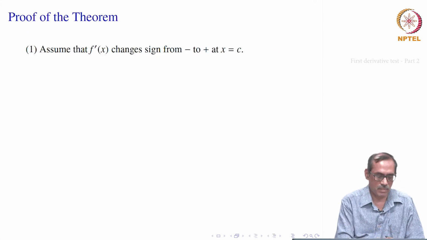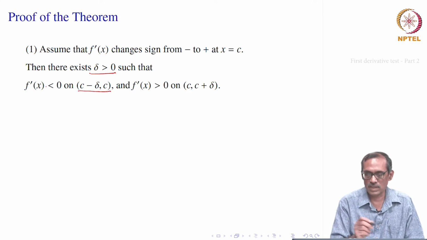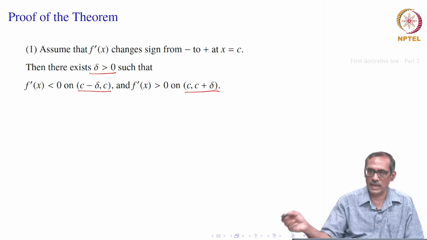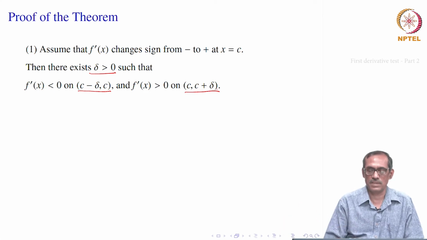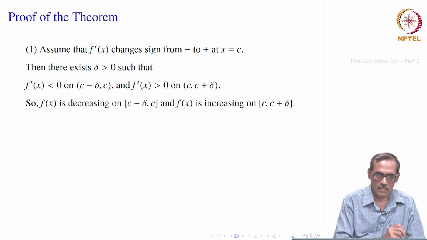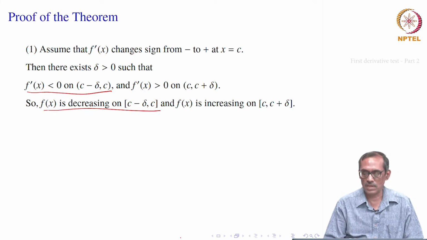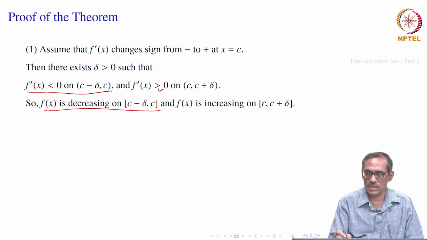Suppose it changes sign from minus to plus, then that means there exists a delta neighborhood where, in c minus delta to c, f prime is less than 0, and in c to c plus delta, the right side neighborhood, f prime is bigger than 0. That is the meaning of changes sign from minus to plus. On the left it is minus, on the right it is plus. So f prime less than 0 means f(x) is decreasing on c minus delta to c, and greater than 0 says it is increasing on c to c plus delta.